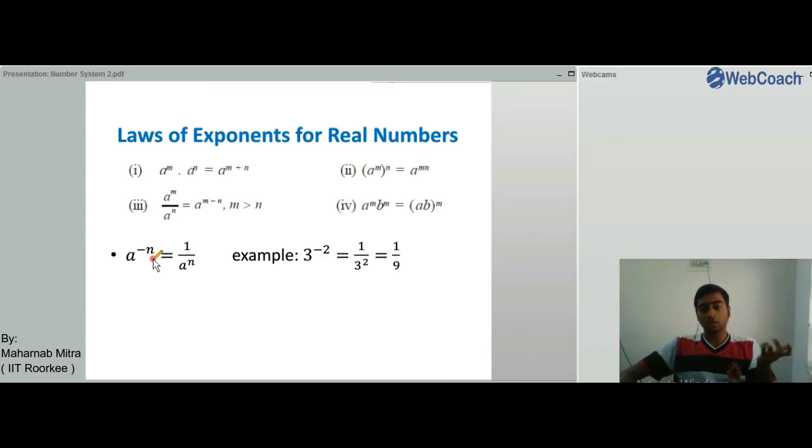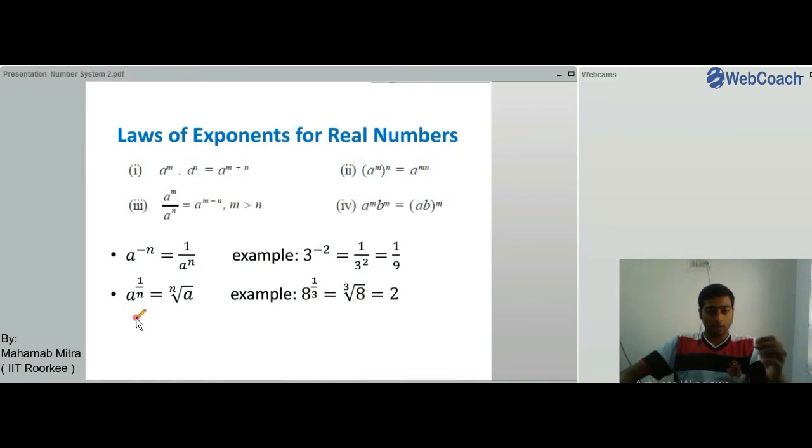Because a negative power in any other way can't be defined. Negative power means the number is divided. Like 3 to the power minus 2 gives 1 by 3 to the power 2, which is equivalent to 1 by 9. A to the power 1 by n can be represented as nth root of a, right?